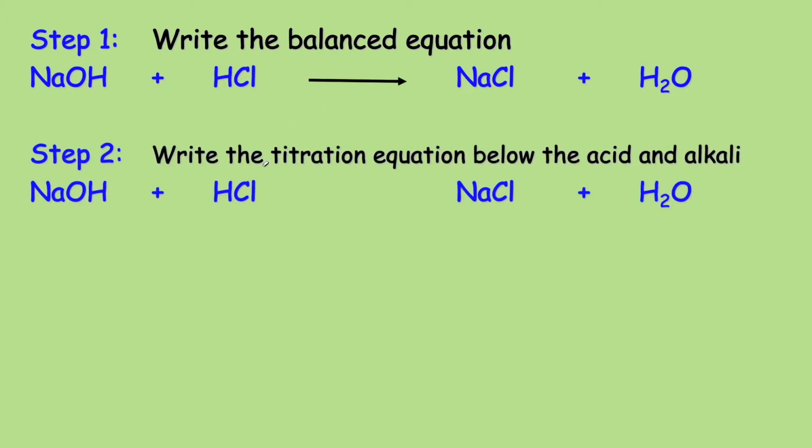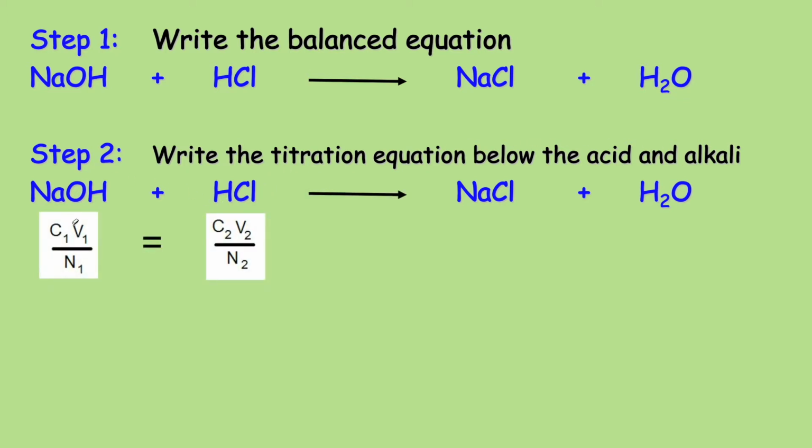Then what we're going to do is introduce the titration equation below it, and state the acid and alkali, and you'll see what I mean in a second. So this right here is our titration equation: C1 V1 over N1 equals C2 V2 over N2. Now what we are saying here is that anything with the number 1 is talking about our alkali, because C1 V1 over N1 is below our alkali. Anything that's talking about 2 is our acid, because that one's below our acid. Okay?